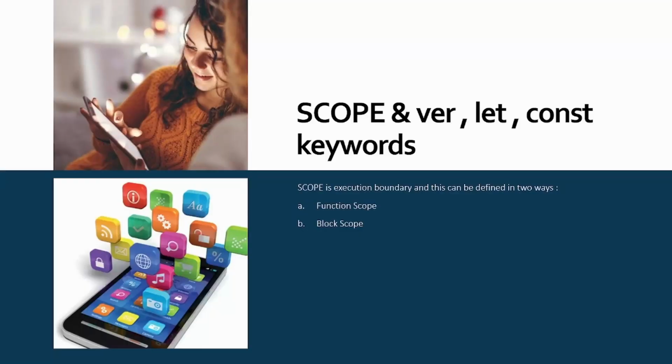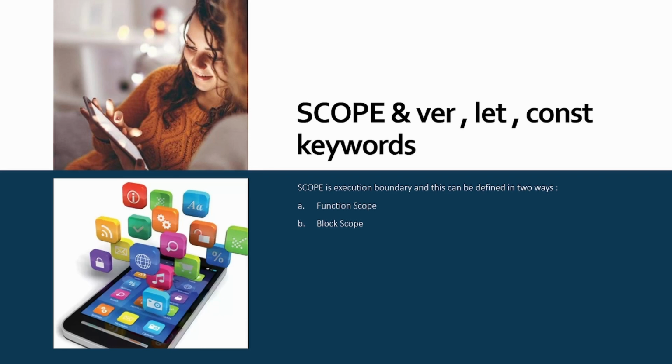Var, let, and const are three different keywords in JavaScript, and you might be using them regularly during your programming journey. So it's important to know about the differences. But before diving into that, we first need to understand what scope is. Then only can we relate the uses of these keywords. So scope is an execution boundary, and this can be defined in two ways: function scope and block scope.